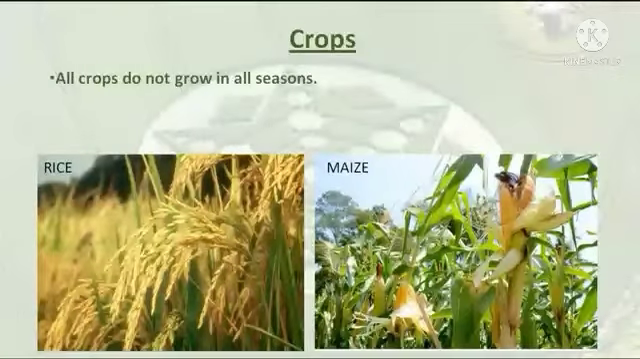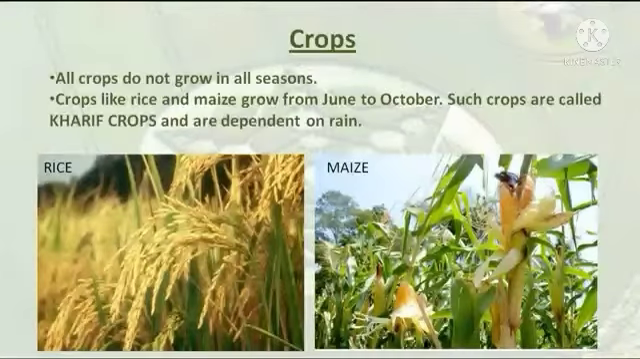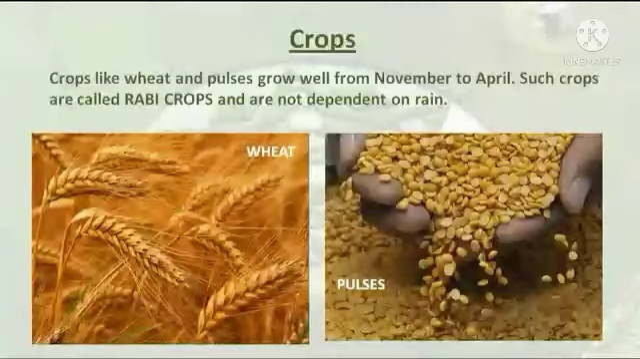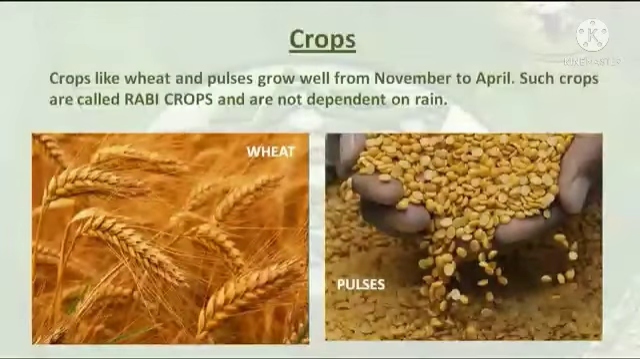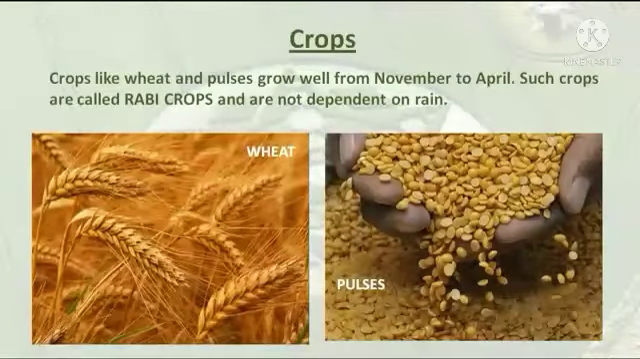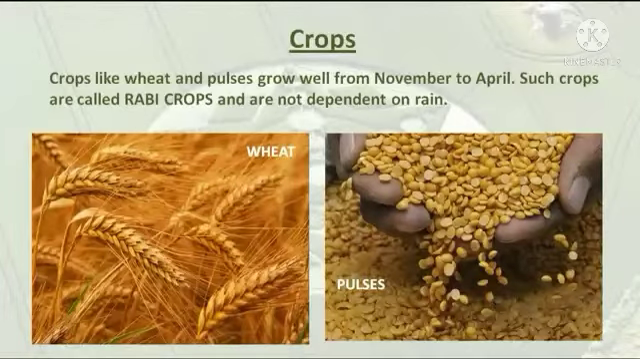All crops do not grow in all seasons. Crops like rice and maize grow from June to October. Such crops are called kharif crops and are dependent on rain. Crops like wheat and pulses grow well from November to April. Such crops are called rabi crops and are not dependent on rain.